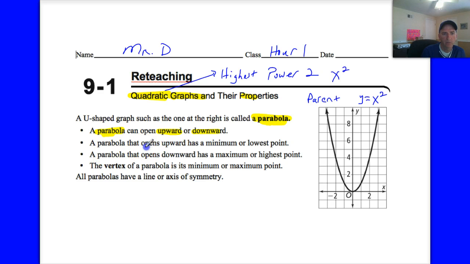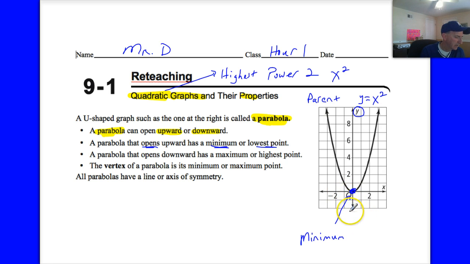And a parabola that opens up is said to have a minimum or a lowest point. For example, right here, this point right here is a minimum. Now, the reason it's a minimum is if you consider the values of y, this is the lowest point and there are no existing points underneath this place where it turns from going down to up. So that's a minimum value. It's the lowest value on that particular point.